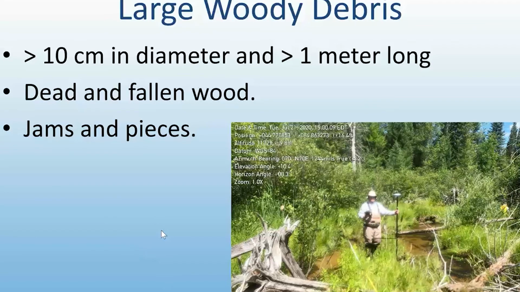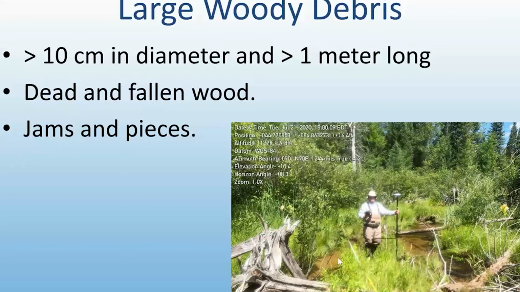All right, so what is large woody debris? For it to be counted as large wood, it has to have a diameter of greater than 10 centimeters at the larger of the two ends, and it must be greater than 1 meter long. That's from the Forest Service manual. It needs to be dead and fallen. So if you had a dead tree standing on part way up your bank, that's a snag. That is not large wood per this method. And as I mentioned, it does include jams and pieces.